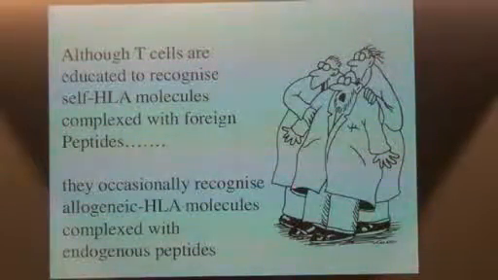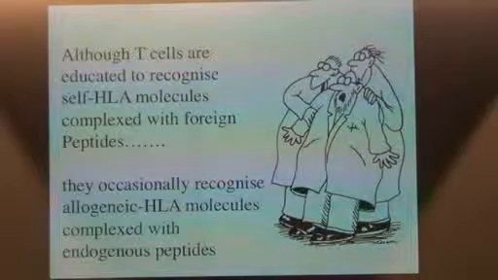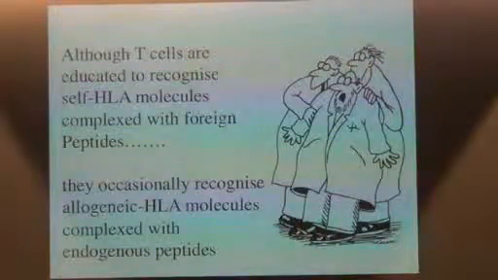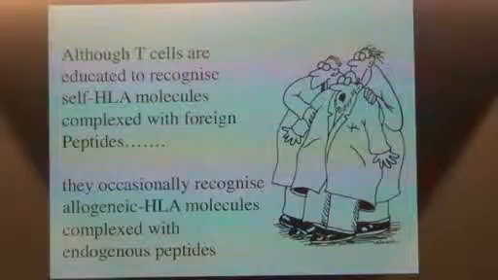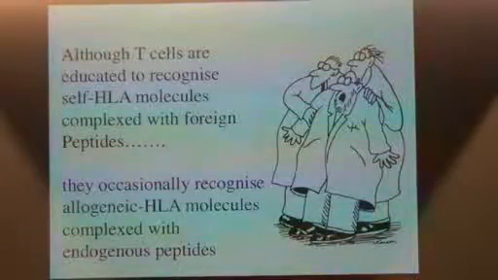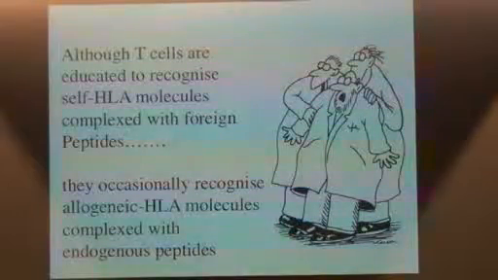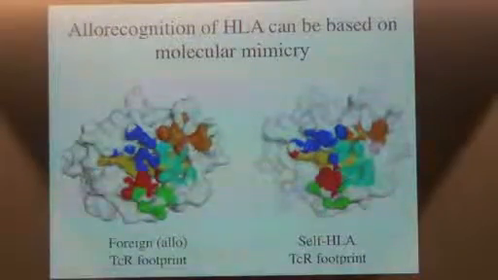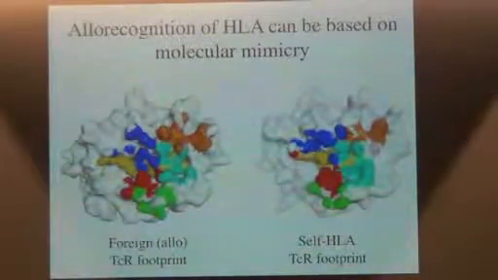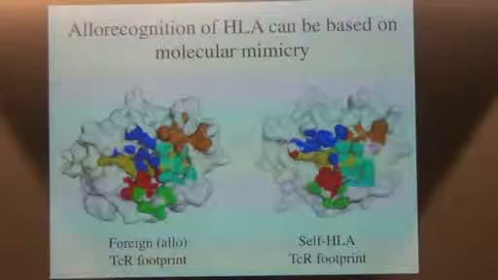So this has always puzzled medical students, that we should have a T cell system educated to interact with our own HLA molecules when they have a foreign peptide, but not when they have a self-peptide. Why do they get totally confused and suddenly recognize foreign HLA molecules on a graft? And we know that the answer to that is that sometimes the graft can look very, very much like self.